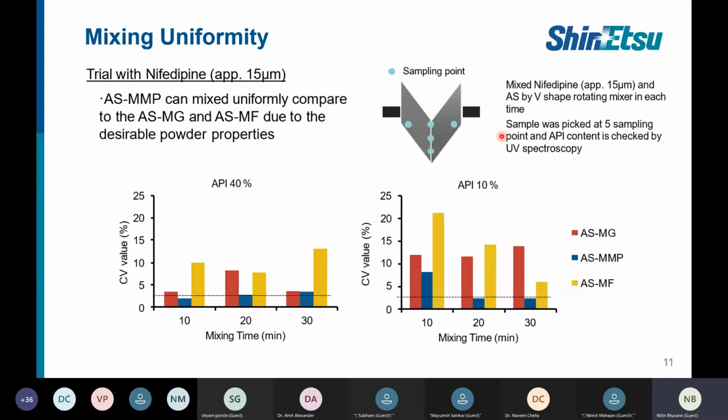So if you consider the red and the yellow bars in the graph, either at API content 40% or API content 10%, your deviation percentage is quite high, which is much more with the finer grade. With the granular grade, it is slightly less. But if you're considering the medium particle size, the AMP can mix uniformly compared to Mg and Mf due to the desirable powder properties. So it has good flowability, it has good mixing property, which is the most suitable if you're going for an HME approach.